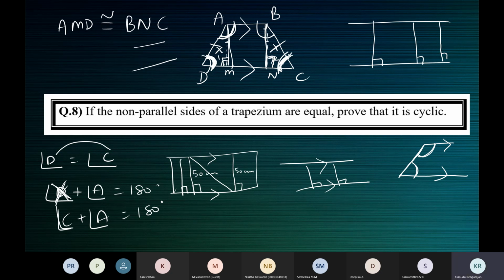Angle C plus angle B is 180. But angle C can be replaced with angle D because they're equal. We proved that now through congruency. So we'll get D plus B is equal to 180.